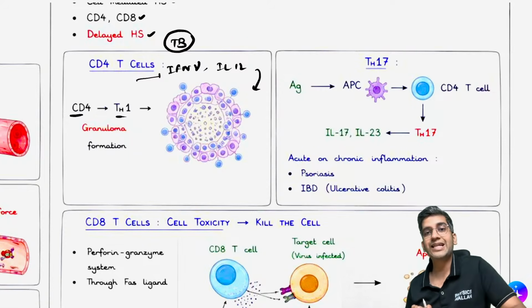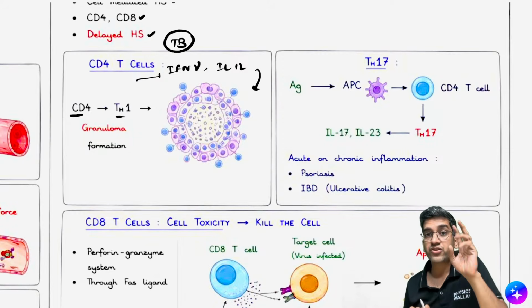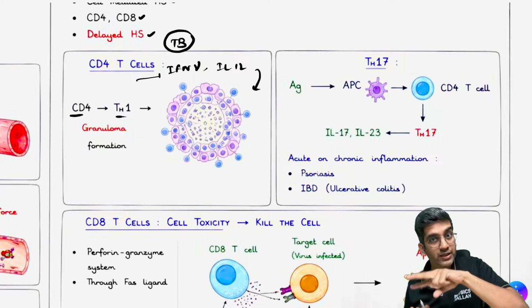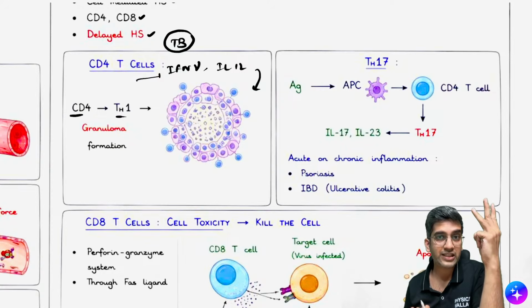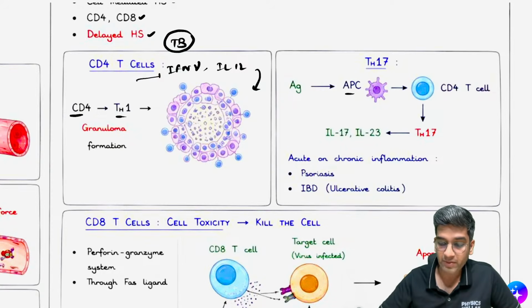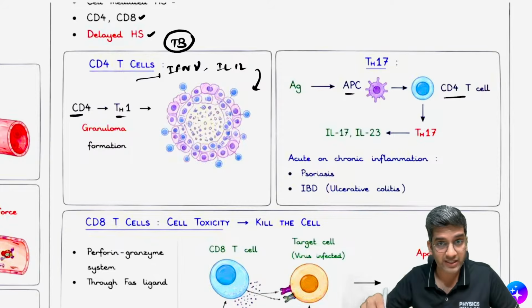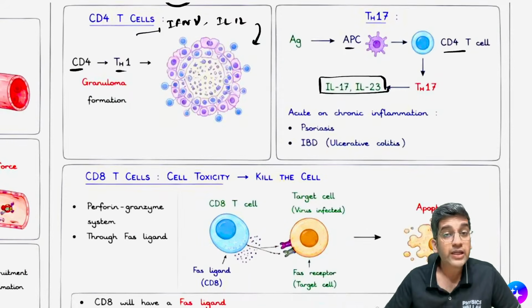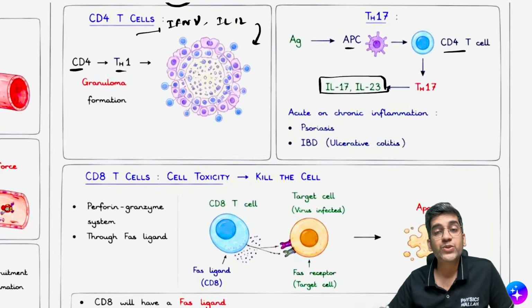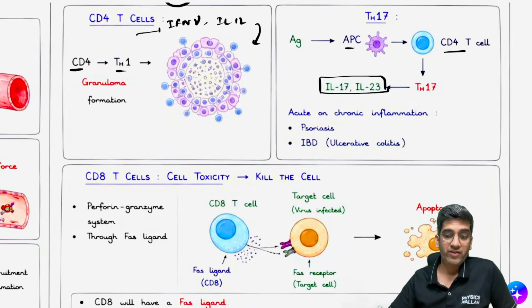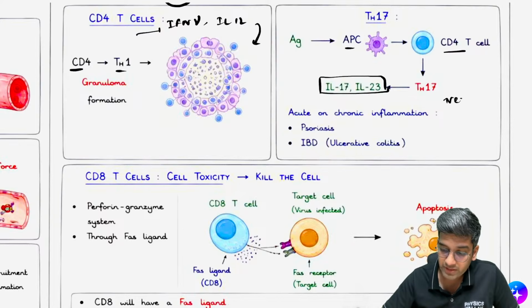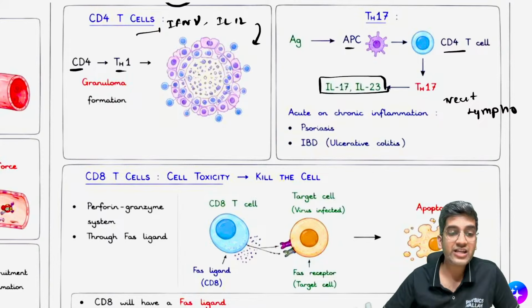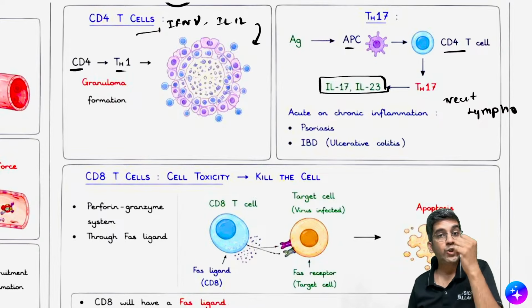Okay. Next is Th17 response. CD4 has 3 responses. Th1 is this, Th2 is allergy, Th17 is the other one, right? So whenever an antigen presenting cell presents to a CD4, it becomes Th17. They secrete different interleukins, 17 and 23. The most important thing here is this will bring acute on chronic inflammation. This will bring both neutrophils plus lymphocytes. This is very, very, very classical acute on chronic inflammation in 2 places.